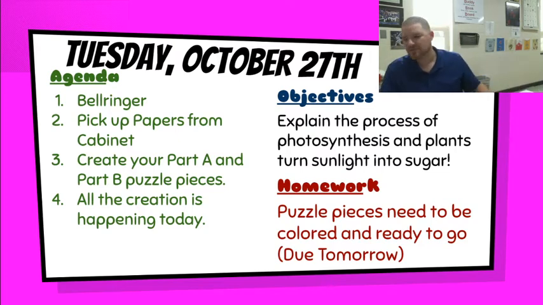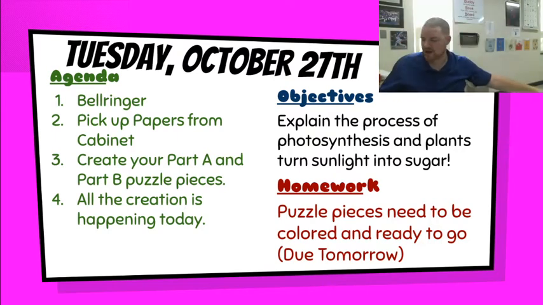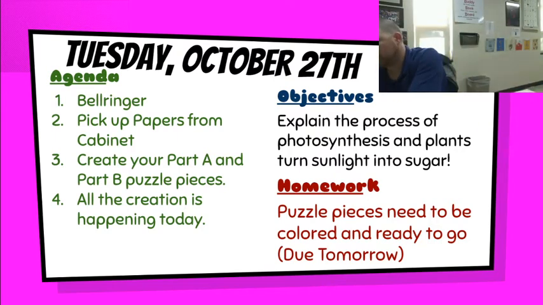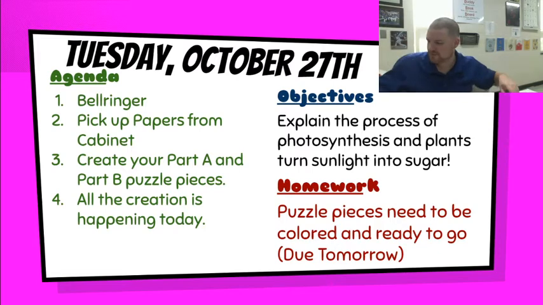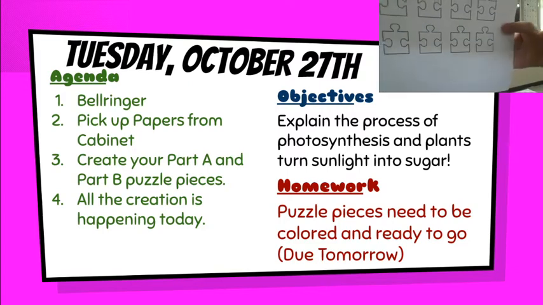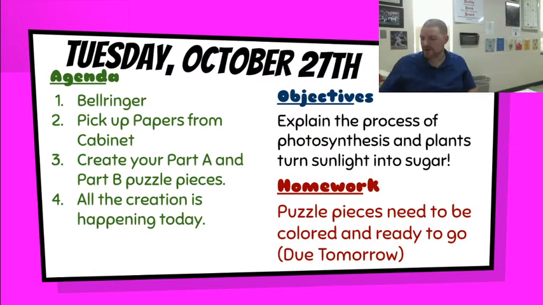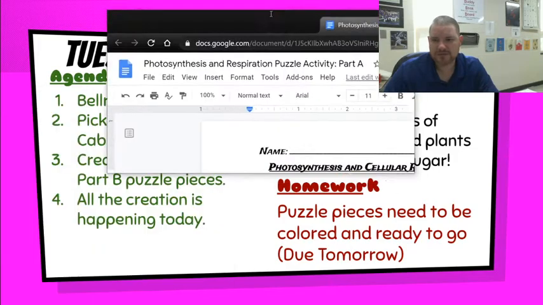There are puzzle pieces for part A, which we'll look at, and puzzle pieces for part B. I'm getting the part B paper shown here so that you can see what's going on. So we've got two different parts. Today what you're going to be doing is creating your different puzzle pieces. If I pull up my documents here, let me start off with A.